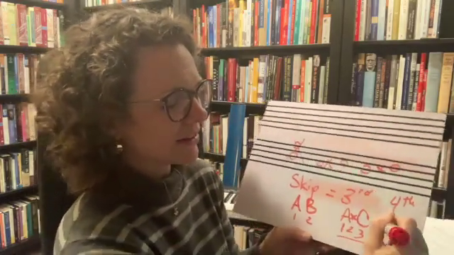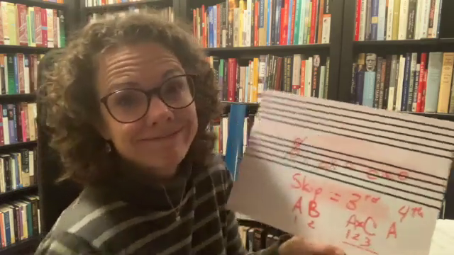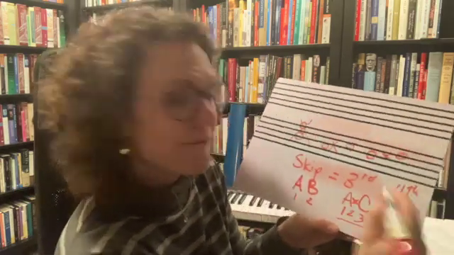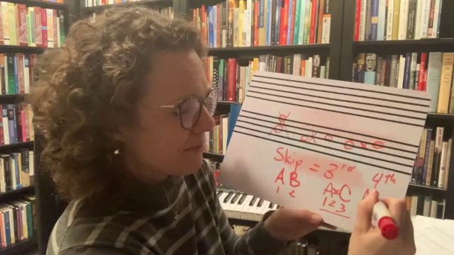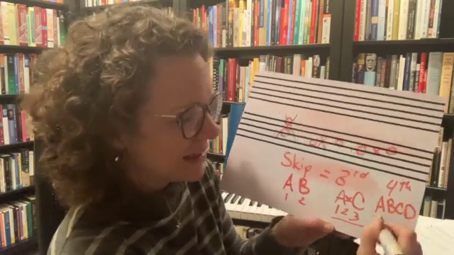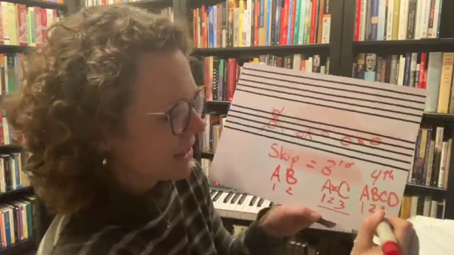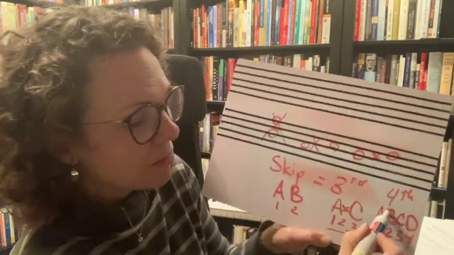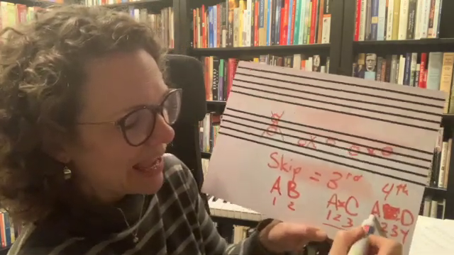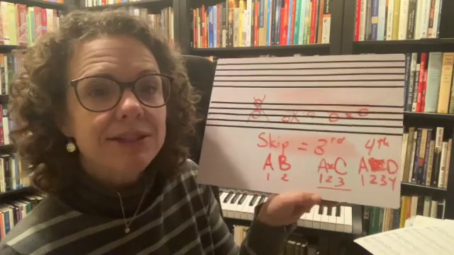So a fourth. How many letters are in a fourth, do you think? That's an easy question, huh? 4. So A, B, C, D. Count them. 1, 2, 3, 4. When we don't play these 2 and we play A and D, that's a fourth because there are 4 letters.